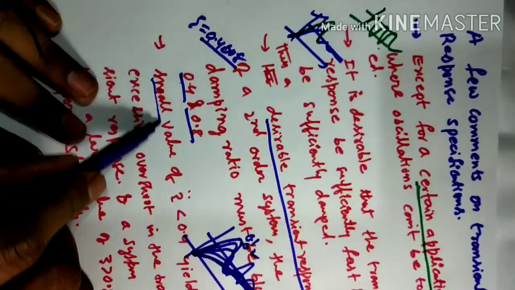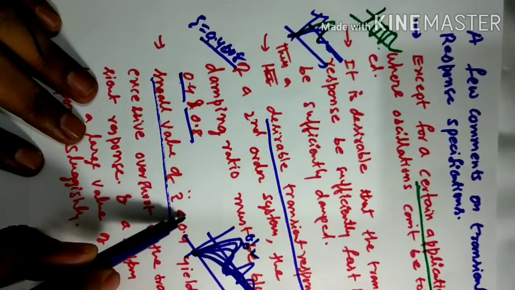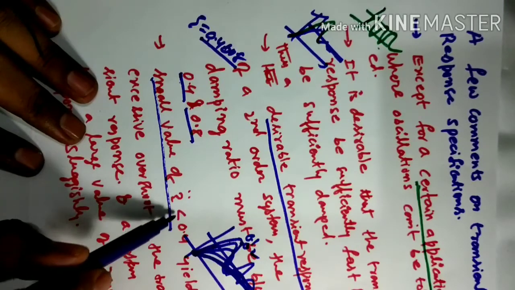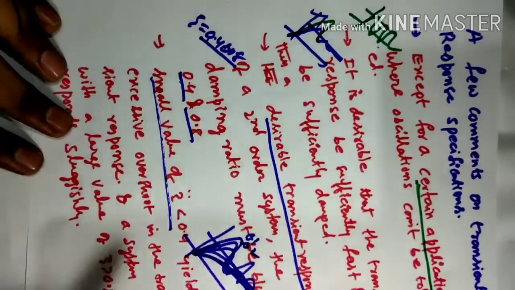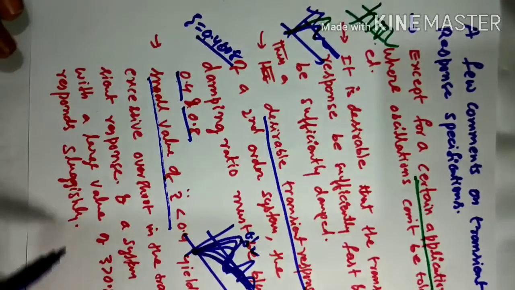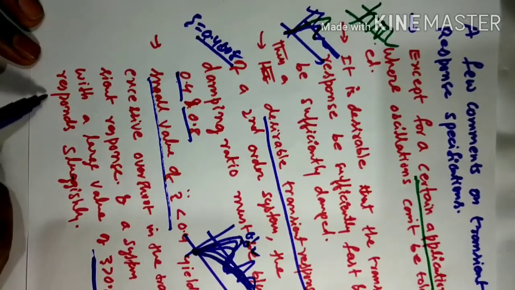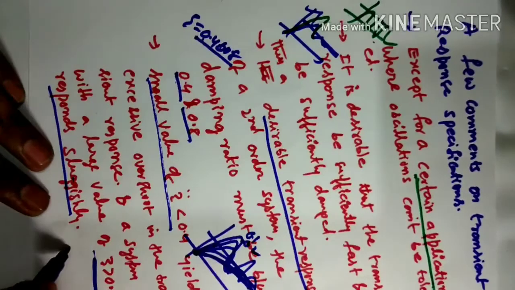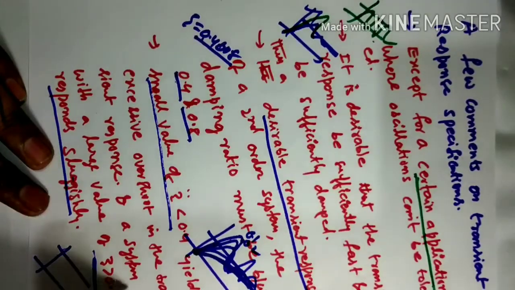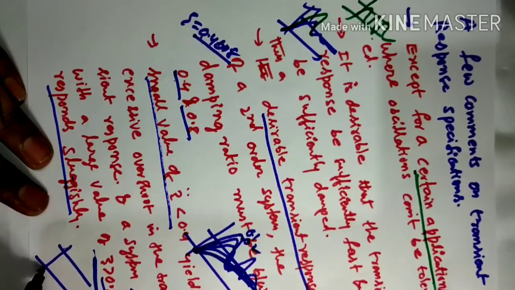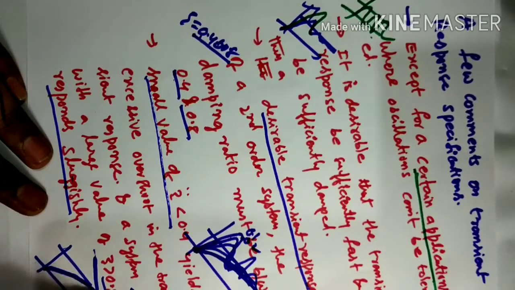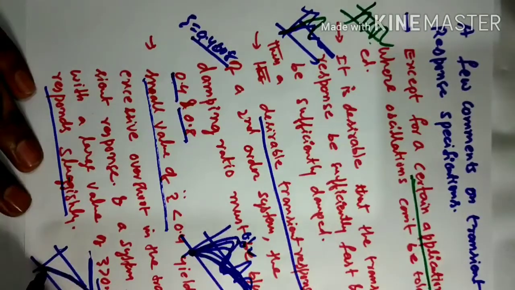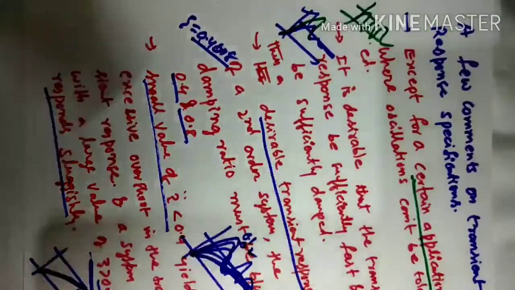A small value of zeta, less than 0.4, yields excessive overshoot in the transient response, and for a system with a large value, more than this, the response will be sluggish. As I told you, if your damping ratio is very large, the system is very sluggish. It may have a chance of more error, and the response is very slow. So these are a few comments on the response specifications.